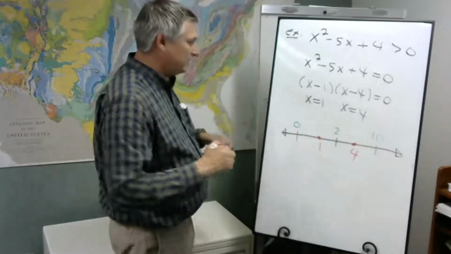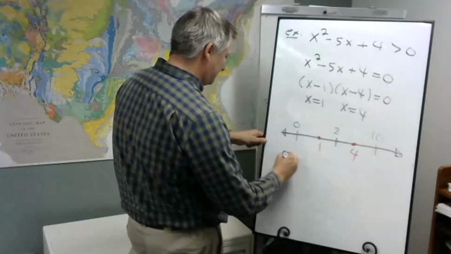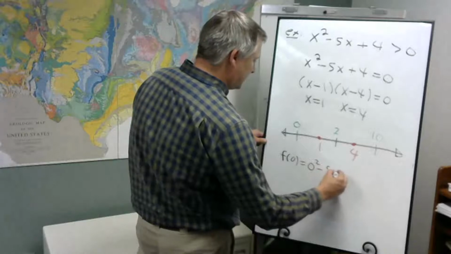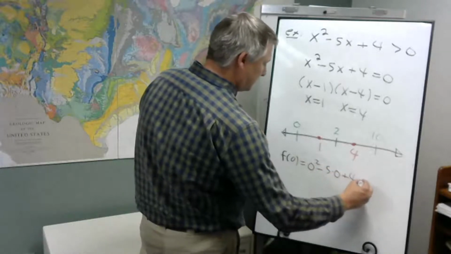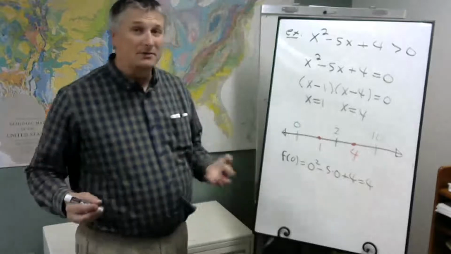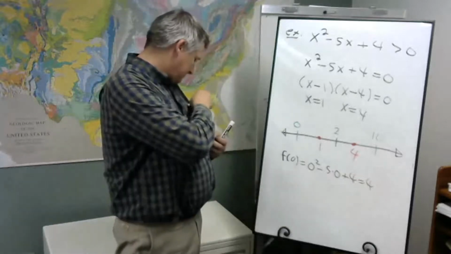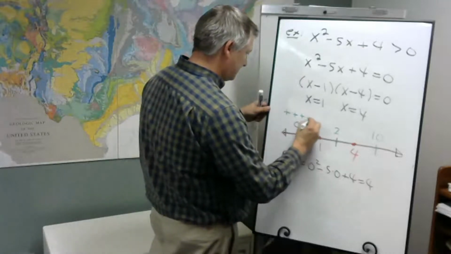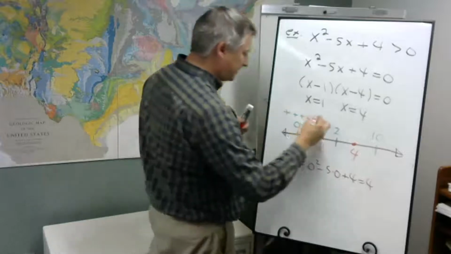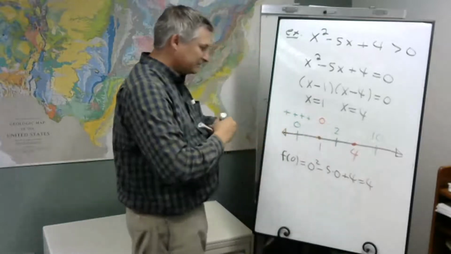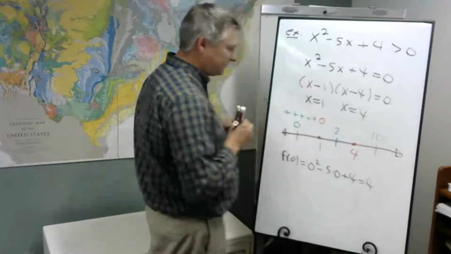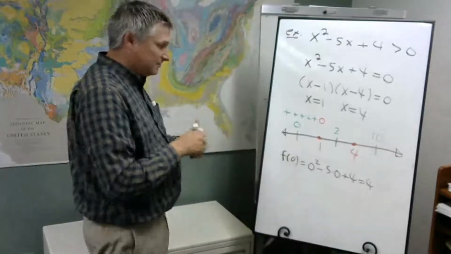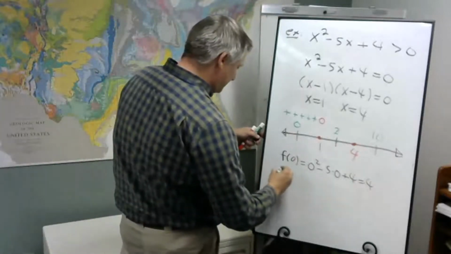So let's find out what f of 0 is. 0 squared minus 5 times 0 plus 4, well, that's going to be 4. And that's a positive number. So that means everything here is going to be positive. Now there's a 0 here. There's a 0 up here. So this is going to be positive. And then we should see this turn out to be negative. We'll just verify that, but with polynomials, because they're continuous.